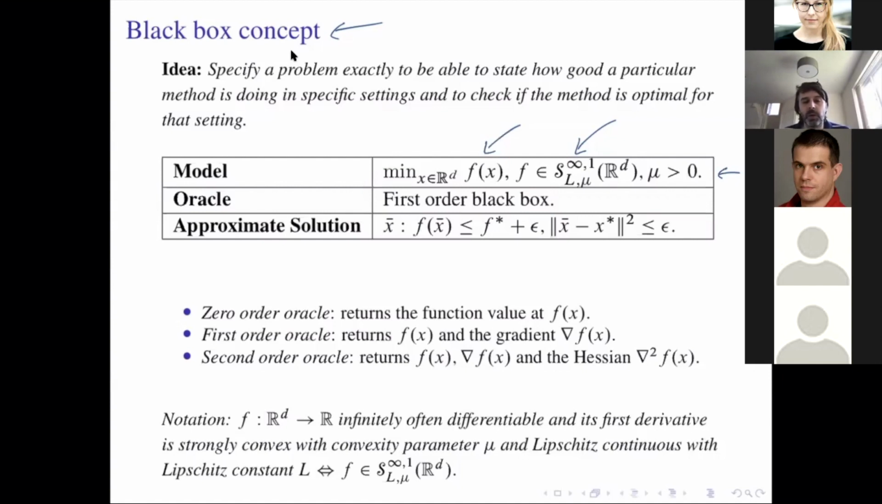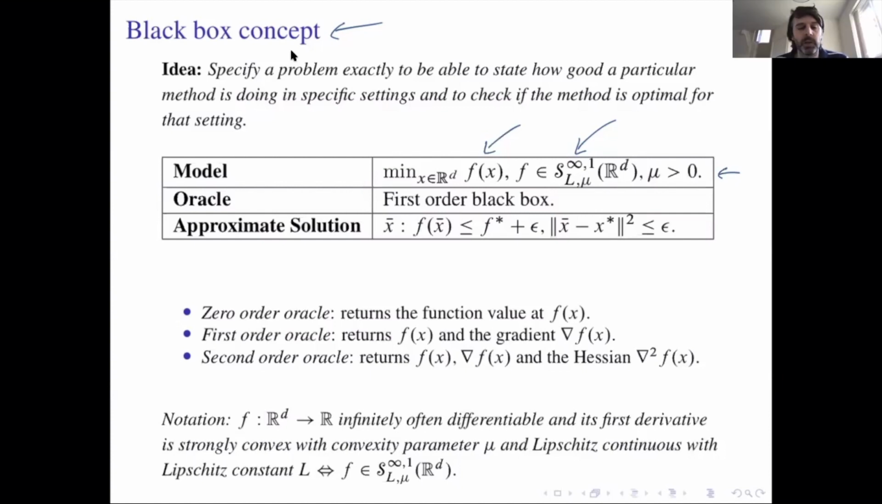A first order oracle returns the function value f of x and the gradient. For instance, the gradient method or gradient descent would be a first order method because it's based on the gradient and the function value itself. And then you have higher order oracles. For instance, the second order oracle would return f(x), the gradient, and the Hessian.